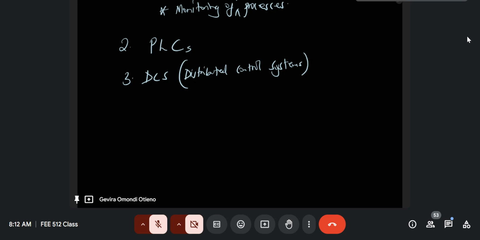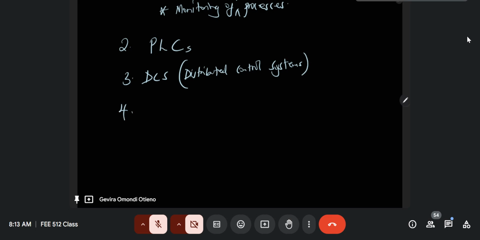So it is something that's also very critical. If you go to Kenya Pipeline Corporation, for example, they will have PLCs, but they'll also have a distributed control system that allows them to move away from a single centralized place. So I hope that's clear.